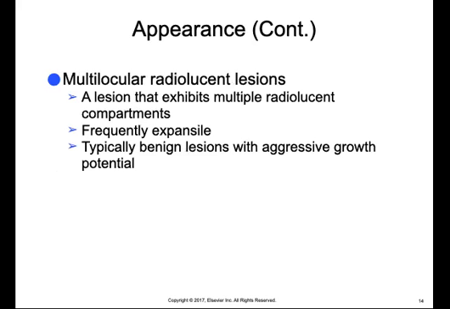Multilocular radiolucent lesions exhibit multiple radiolucent compartments that resemble something like soap bubbles. A multilocular lesion with multiple compartments is typically larger than a unilocular lesion with one compartment. A multilocular radiolucent lesion is frequently large and expansive and tends to displace the buccal and lingual plates of the bone. Multilocular lesions are typically benign lesions with aggressive growth potential.